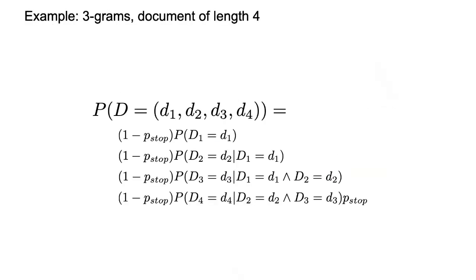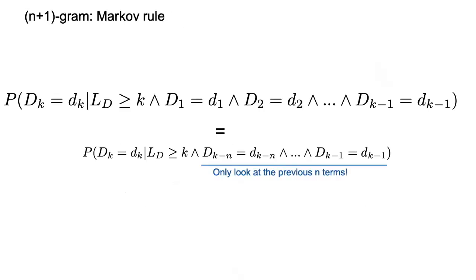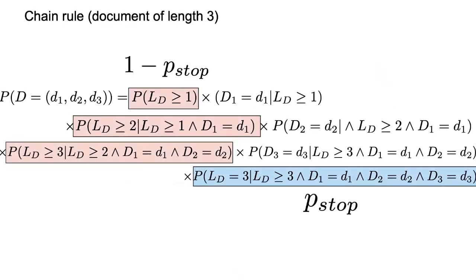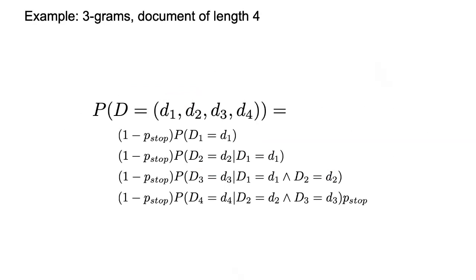So let me use a Markov rule with n equals 2. I only remember the previous two words. So if I write now the probability of D1, D2, D3, D4, it's 1 minus p stop, the probability that it doesn't stop, times the probability that my first term is D1. Then again, 1 minus p stop, then the probability of D2 given D1. Then 1 minus p stop, then the probability of D3 given the first two. Then 1 minus p stop, then the probability of D4 given the second and the third.